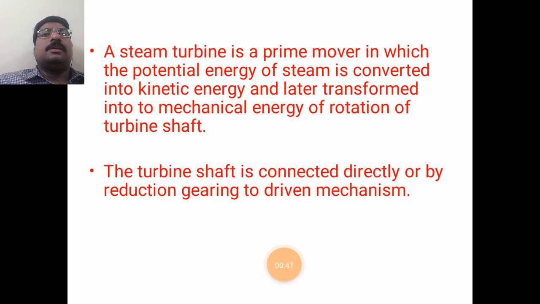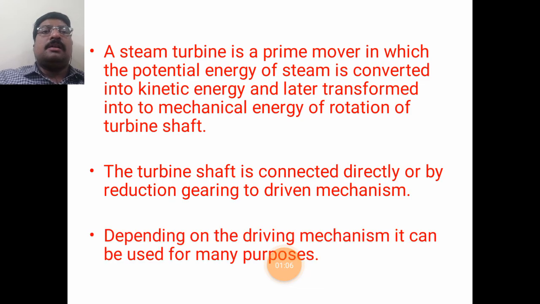The turbine shaft is connected directly or by reduction gearing to the driving mechanism. That is, whatever work we require, we can develop from the rotational turbine work. Depending on the driving mechanism, it can be used for many purposes, such as electrical energy generation, or for running wheels, whatever is required.